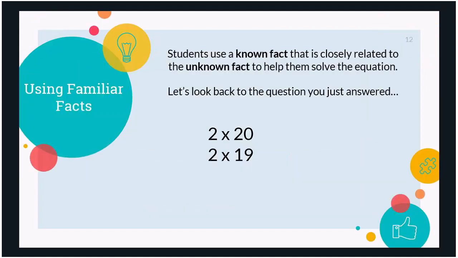Using familiar facts is simply using the known fact to help you solve an unknown situation. You likely use a familiar fact to solve the second question, 2 times 19. On the next slide, we've included a few examples of how using familiar facts could have been used to solve 2 times 19.